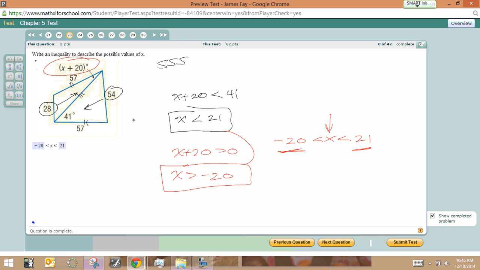Numbers outside that range will either provide an angle here that is bigger than 41, which would contradict the side inequality, or it would give me a negative angle, which would contradict everything we know about angles at this moment.